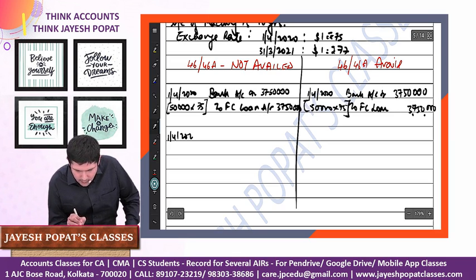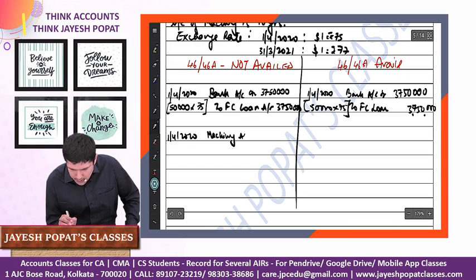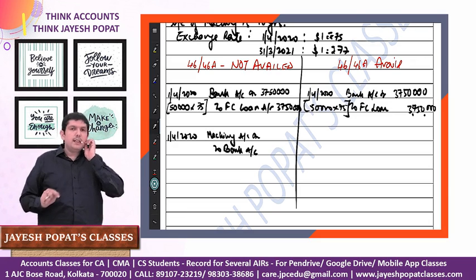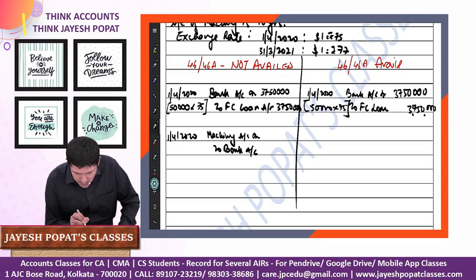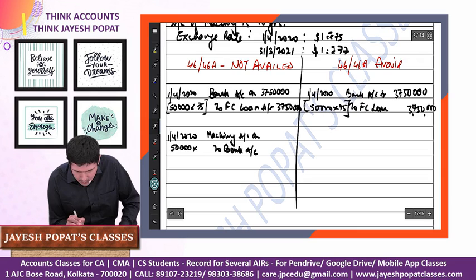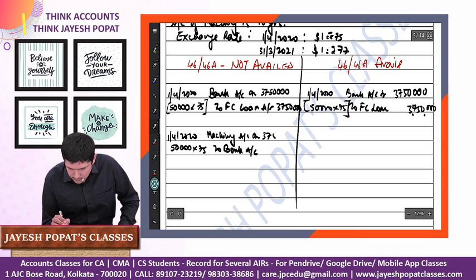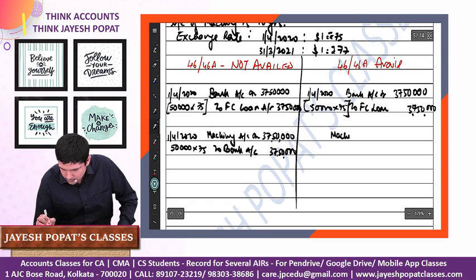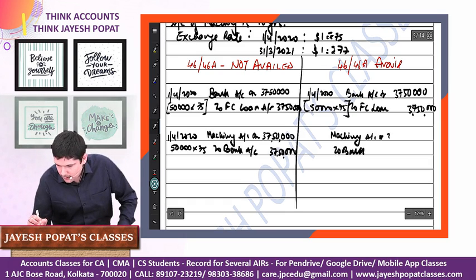Then on 1/4/2020, on the same date, we'll say machinery account debit to bank account. For the purpose of convenience, we could have also done a single entry saying machinery to foreign currency loan, right? And this machinery is also purchased on the same date at the same value. So 50,000 into 75. So 37 lakh 50,000. We will say machinery account debit to bank account 37 lakh 50,000.